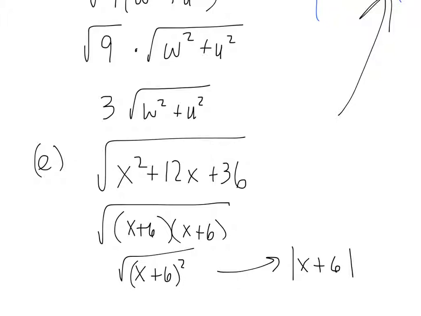Why am I putting the absolute value around it again? Yeah, remember, we're looking for the principal square root, and since it's a variable, we don't know what its value is really, so we're looking for the positive value, so we emphasize that with the absolute value around there, because we're not certain of what that number is.